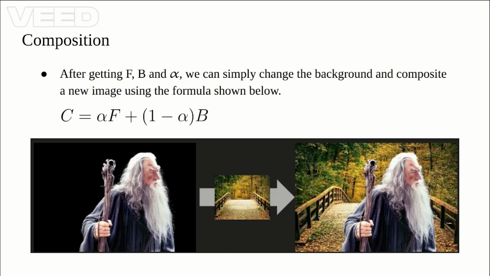And finally, after all that, we can use the alpha value to compose the foreground onto a new background. Using this formula, F represents the foreground, B is the background, and alpha is the value we just computed. And finally, you will get a composed image, C. The workflow is like this: take a foreground and a new background, then get a new image.